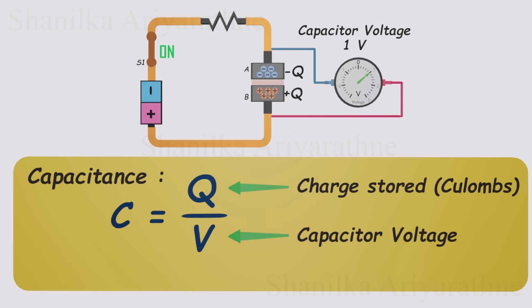Let's assume this capacitor needs Q coulombs of charge for each plate to change its voltage by V volts. We can find the capacitance of this capacitor by dividing Q by V.